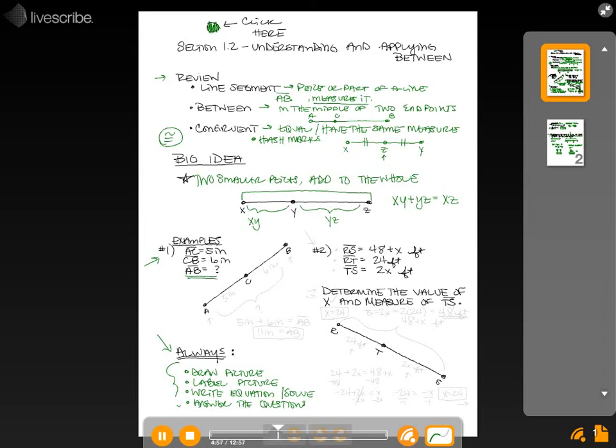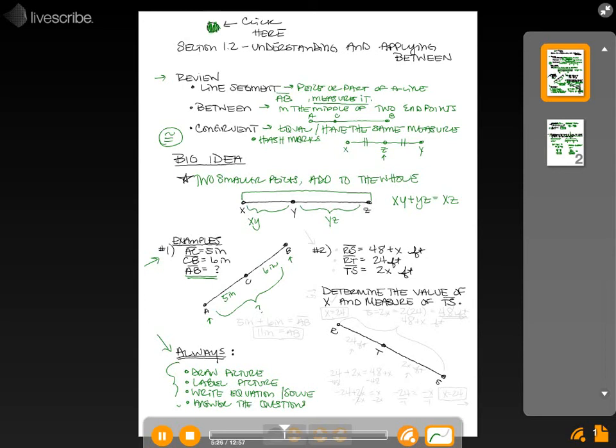Well, they gave us a picture. If we look at our picture, A and B are the endpoints, and C is between them. It's in between those 2 points. They gave us a picture, so we can skip the first step. Next thing we need to do is label it. Well, it says AC is 5 inches, CB is 6 inches, and we want to know how long AB is, how long the whole thing is. Pretty basic, okay? I do want you to write an equation, though.